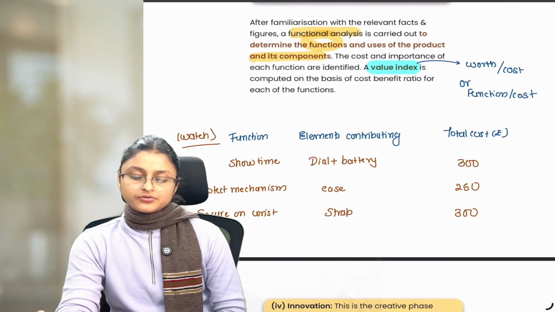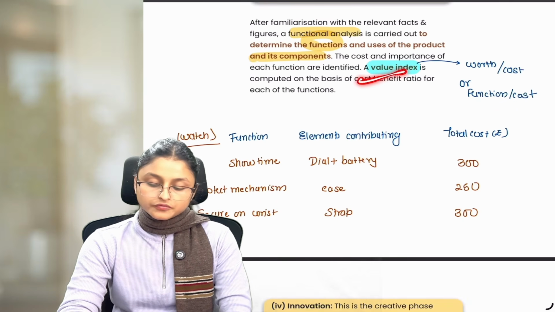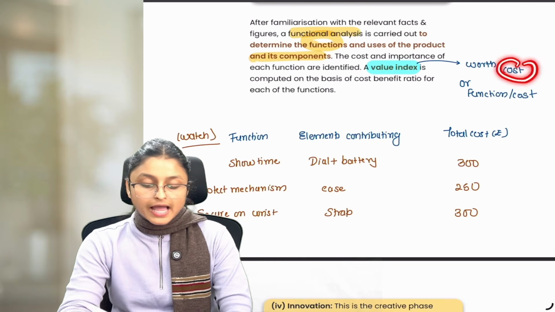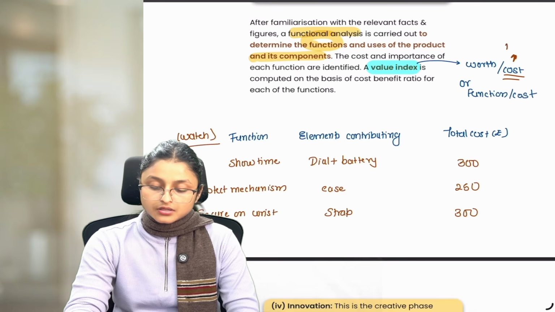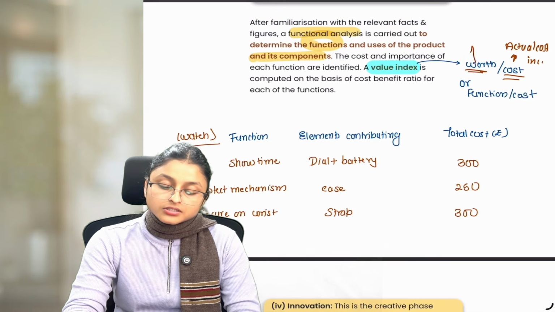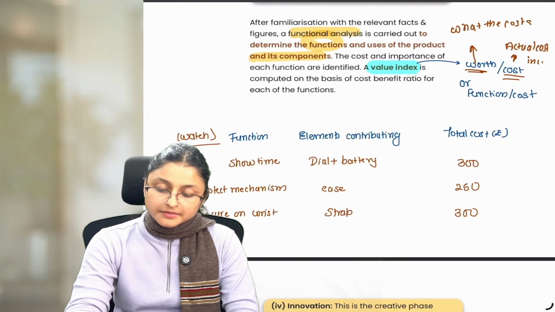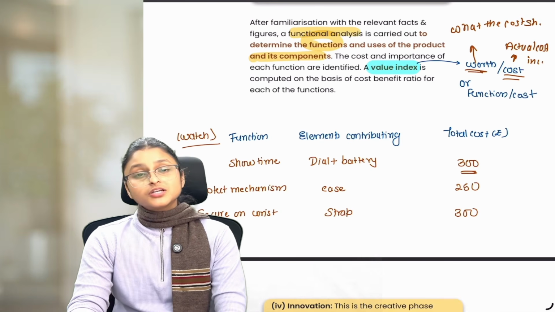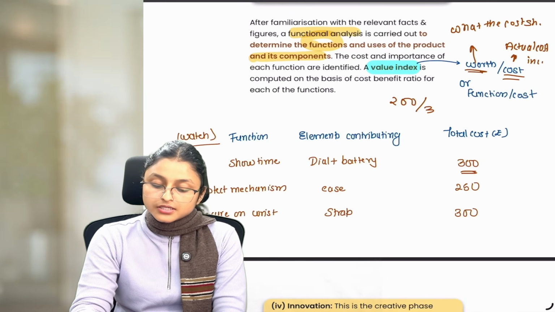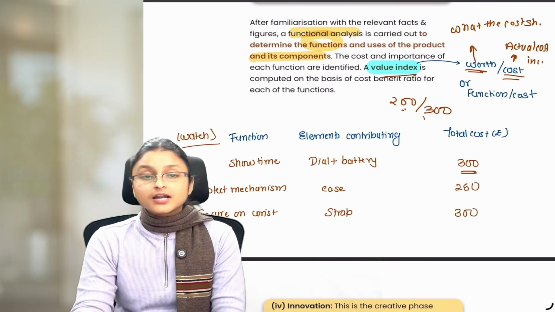Now, the value index can be calculated in two ways. We just want to know the cost benefit ratio, so we can do it in two ways. First is worth divided by cost. Cost is the actual cost incurred right now, and worth is what the cost should be. For showing time, we have incurred 300 rupees, but it should have happened in 200 rupees only. So worth is 200 and the actual cost we incurred is 300. This is the way we calculate cost benefit analysis, or our value index.